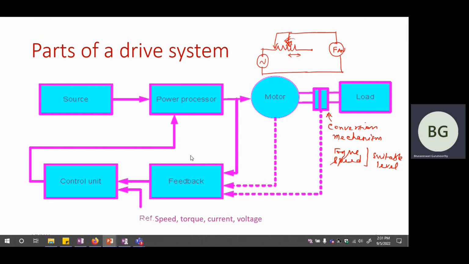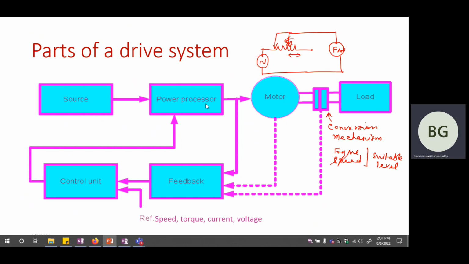For example, I may want to run the motor at 1500 RPM and I may be starting from rest. So at rest, the speed is only 0 RPM. Voltage we have applied, but the motor may not be drawing any current.